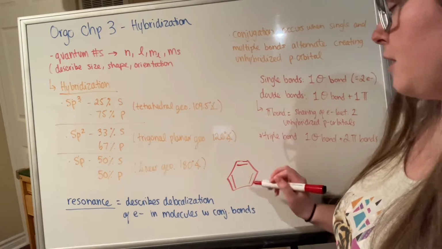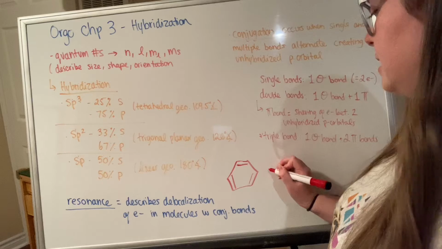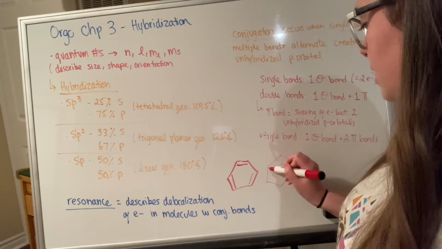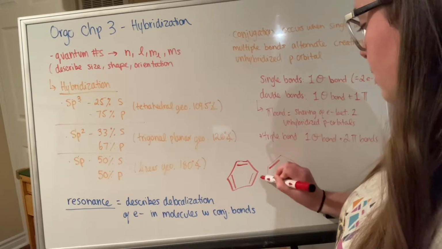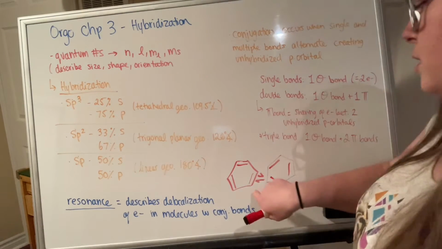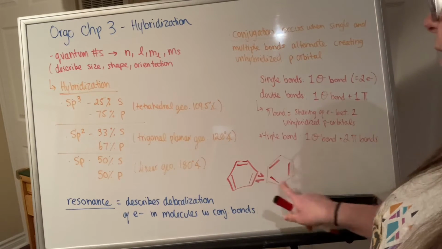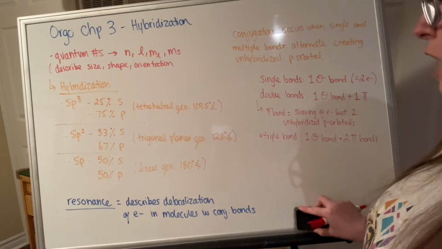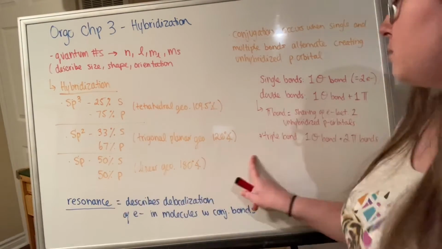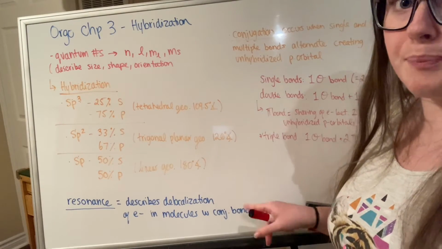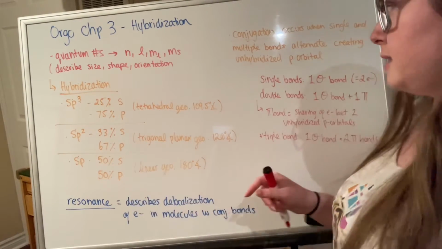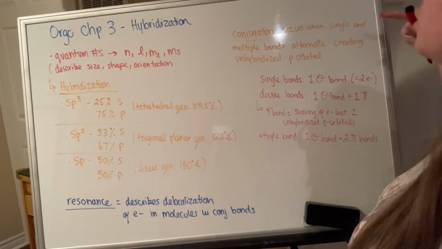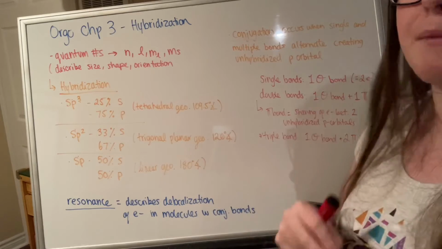In this molecule right here, this aromatic ring, in a moment of time, could also have the bonds here. So it's important to note that those double bonds are moving around this ring at all times. That's what conjugation means. So that pi conjugated system displays resonance. Conjugation, as I said, occurs when single and multiple bonds alternate, creating unhybridized p orbitals.